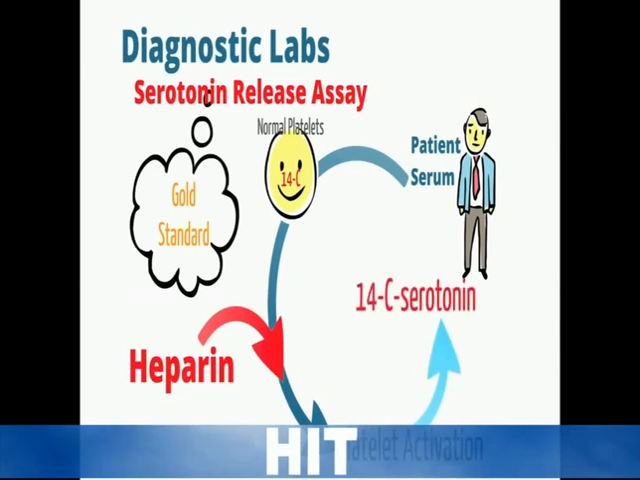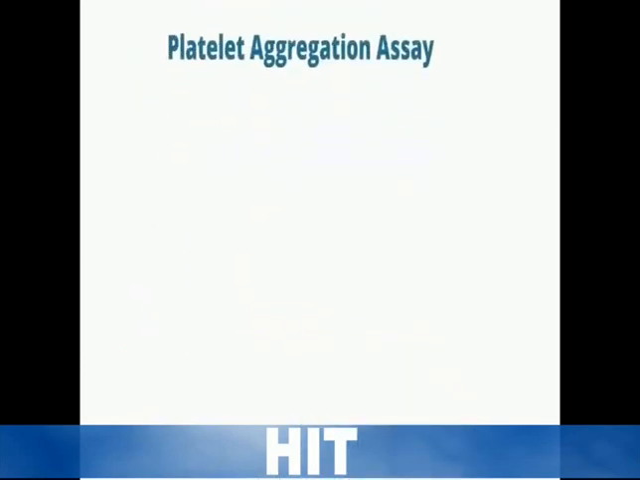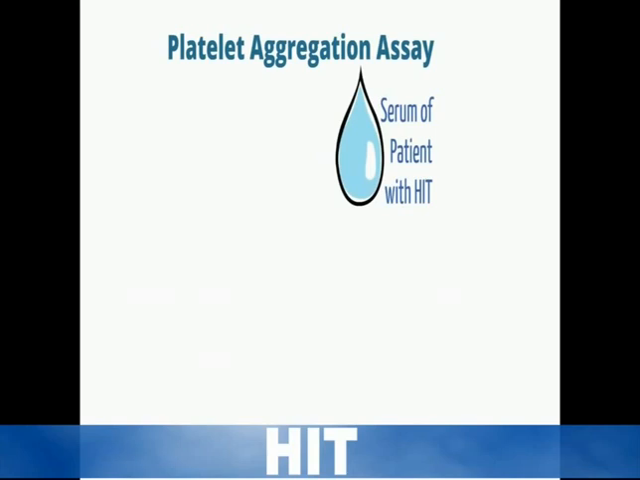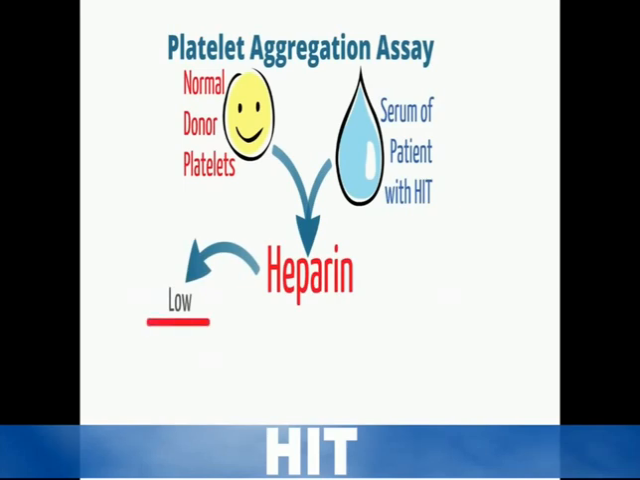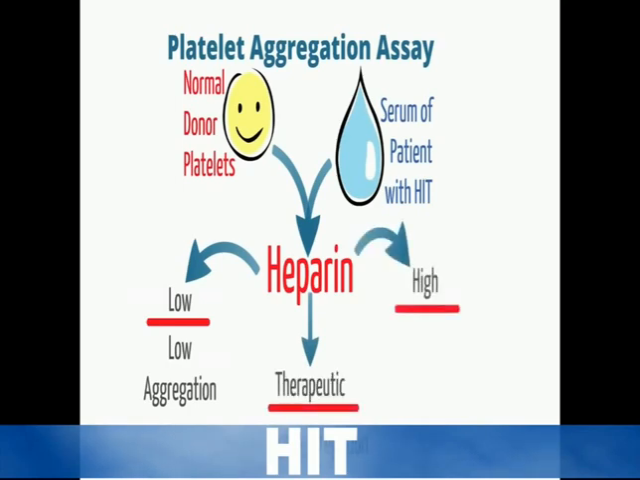Another test used to detect HIT type 2 is the platelet aggregation assay. In this assay, we take normal platelets and mix them with the serum of your patient with suspected HIT. We then introduce different doses of heparin into 3 samples. If the patient has HIT, then at low levels and at therapeutic levels, there will be low aggregation and high aggregation respectively. At high doses, no aggregation occurs as the heparin PF4 antibodies become overwhelmed.